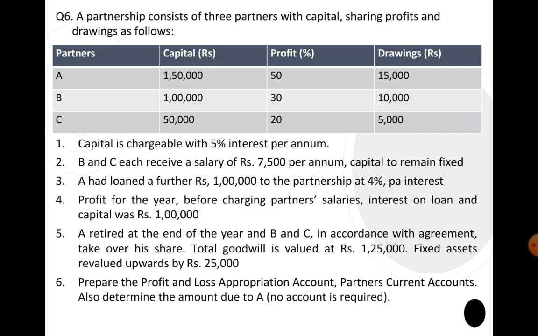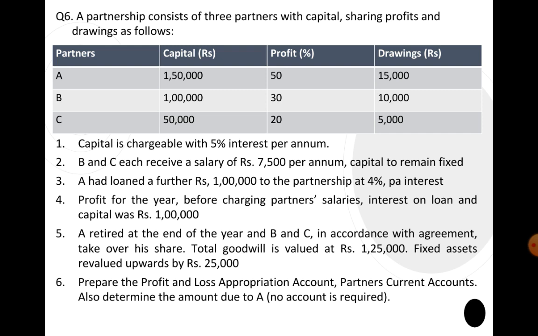Now A retired at the end of the year and B and C, in accordance with agreement, take over his share. Total goodwill is valued at rupees 1,25,000 and fixed assets are revalued upwards by rupees 25,000. So they've asked us to prepare the profit and loss appropriation account, partner's current account, and also determine the amount due to A, wherein you don't have to prepare any account for A. Okay, there is no account that will be required.